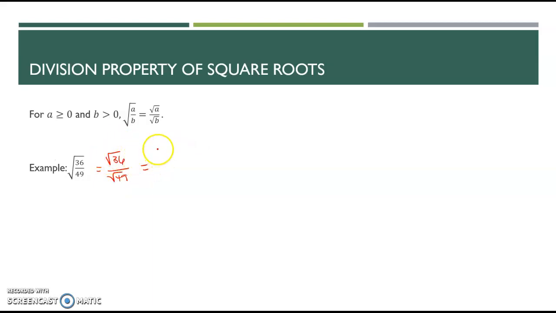So from here, the square root of 36 is 6, and the square root of 49 is 7. And that is our answer. Technically, it's plus or minus, but I don't think it's looking for the two answers. It's just, can you simplify? When I simplify, it's going to come down to 6 over 7. And that's what we're looking for. So that's the division property. Square root of a fraction, we find the square root of the top over the square root of the bottom.